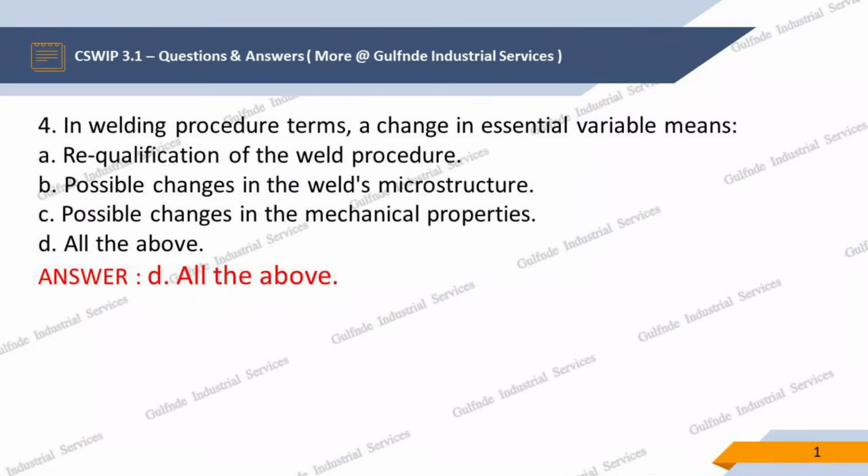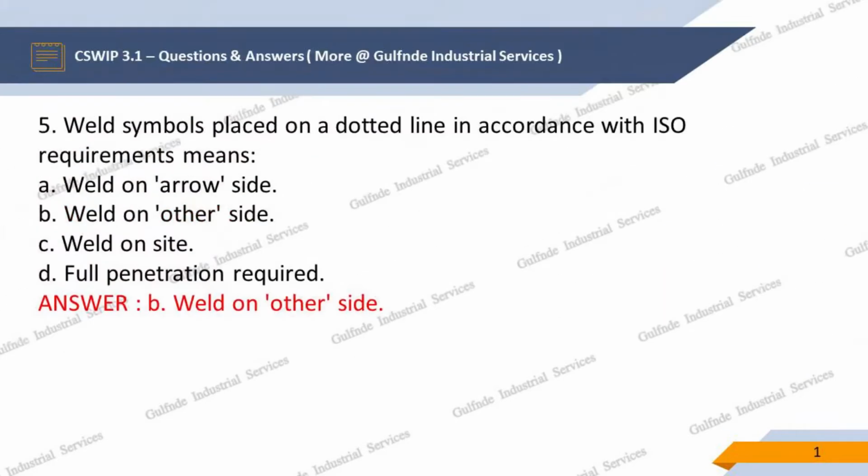Question 4. In welding procedure terms, a change in essential variable means, options are A. Re-qualification of the weld procedure, B. Possible changes in the weld's microstructure, C. Possible changes in the mechanical properties, D. All the above. Our answer is D. All the above.